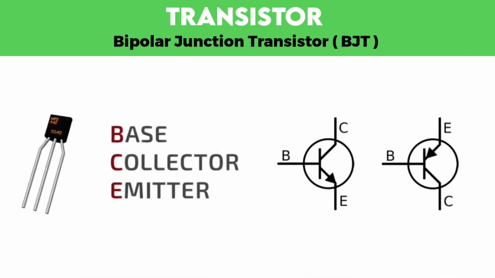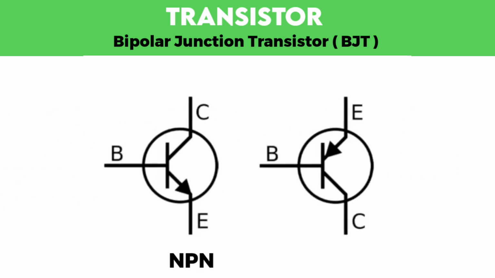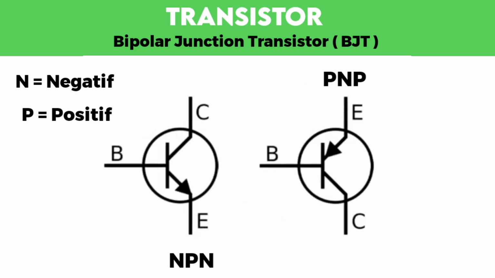BJT transistor generally has three legs: base, collector, and emitter. This type of transistor is also divided into two categories: NPN and PNP. N here is negative and P is positive. So for NPN transistor, the base is positive, and for PNP, the base is negative. The use of NPN and PNP depends on the application applied. In NPN transistor, the current enters the base leg that controls the transistor, while in PNP, the control is the current coming out of the base leg.